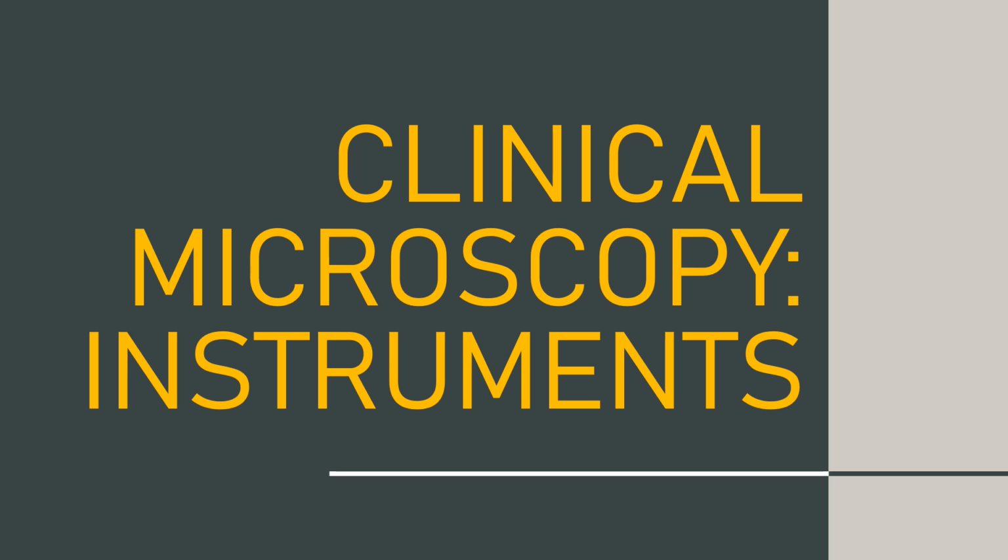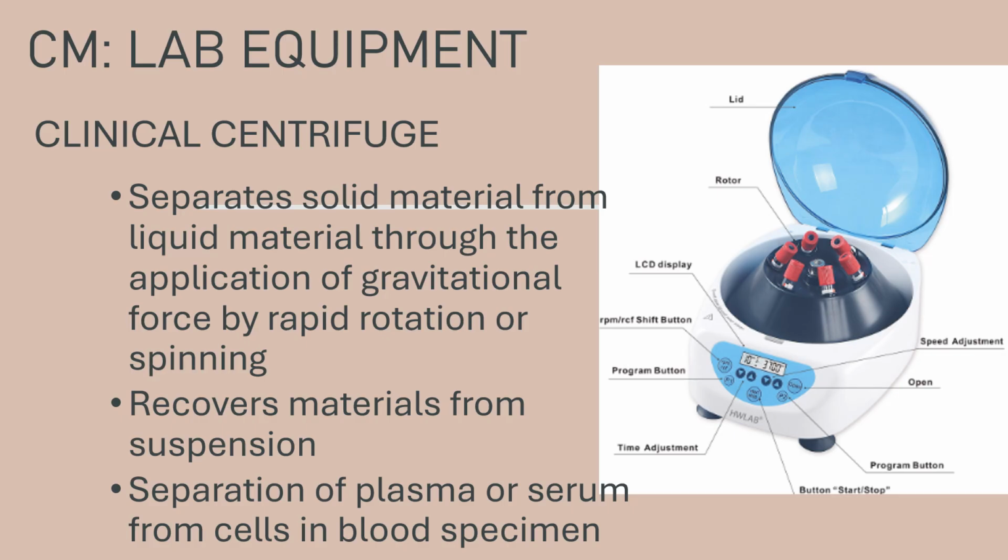Okay, good day. Today, let's take a look at the instruments and materials utilized in clinical microscopy. First on the list is your clinical centrifuge. As you all know, your clinical centrifuge separates solid materials from liquid material through the application of gravitational force by rapid rotation or spinning. And these materials are separated based, of course, on their density.